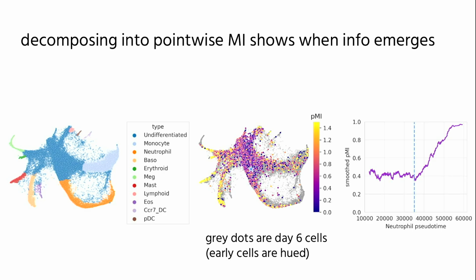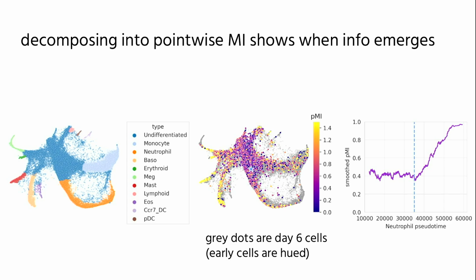So you could pull out the neutrophil trajectory, which is the orange one. And we can infer a pseudotime along this trajectory, which just says how far down the path you are. And then we can compare this to the pointwise contributions at that point. And what we find is that they're kind of flat, and then at some point they just dramatically increase.